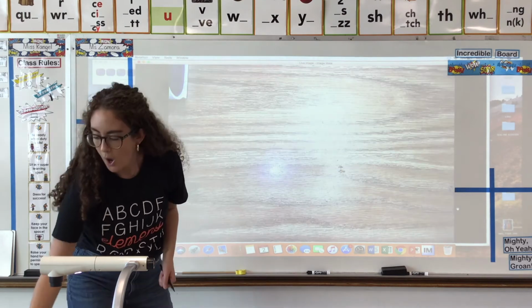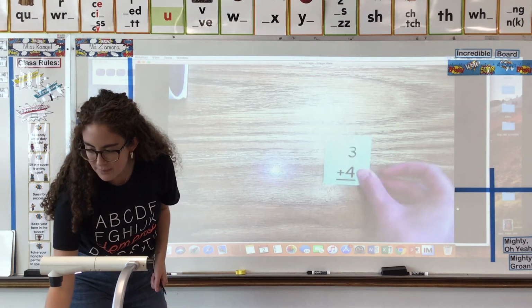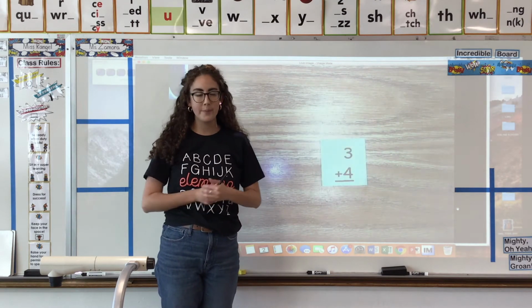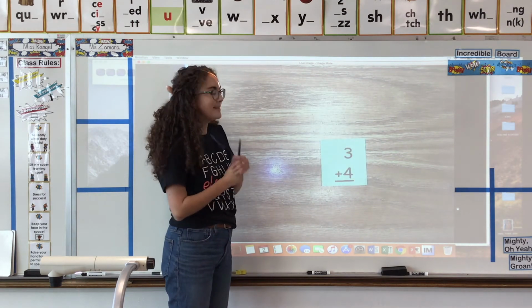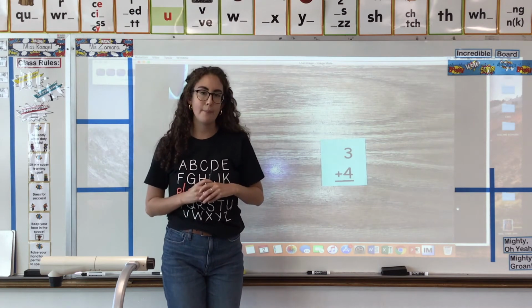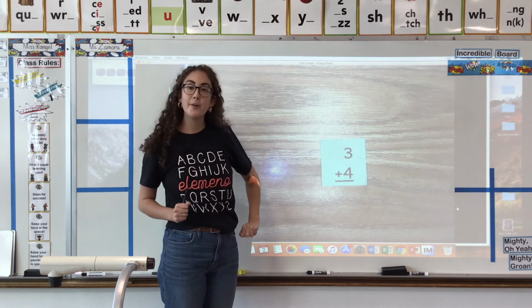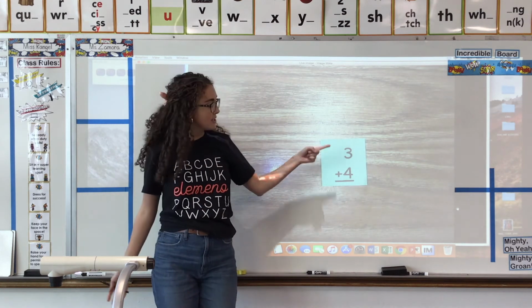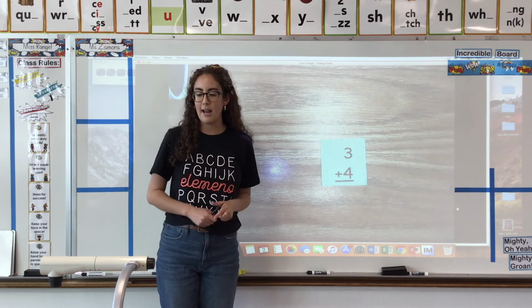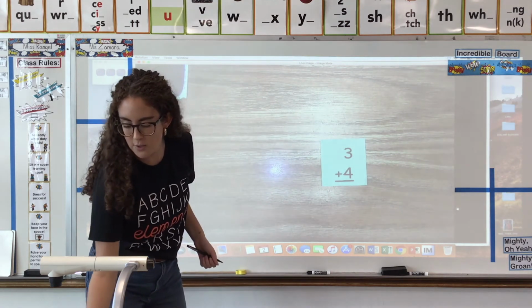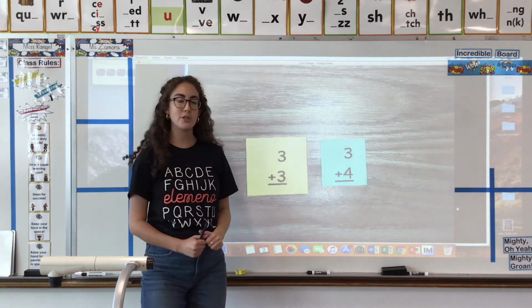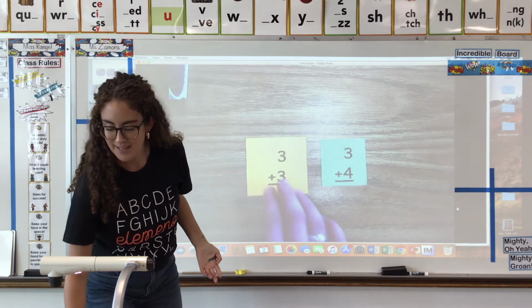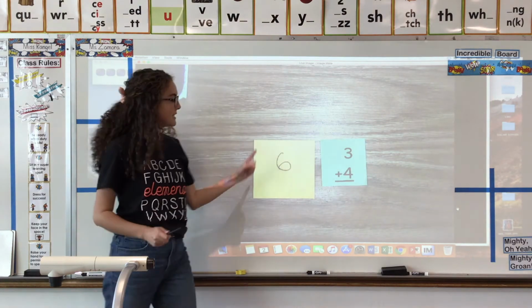Put them aside. Okay, let's look at our next neighbor fact. We have 3 plus 4. So we want to double the smallest number. What's the smallest number here? 3, that's 3. So we want to double this 3 and then add 1 to get our answer. So super scholars, what is 3 plus 3? 3 plus 3 is 6. It is a good old 6.